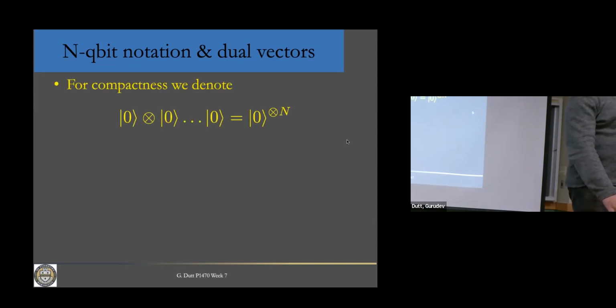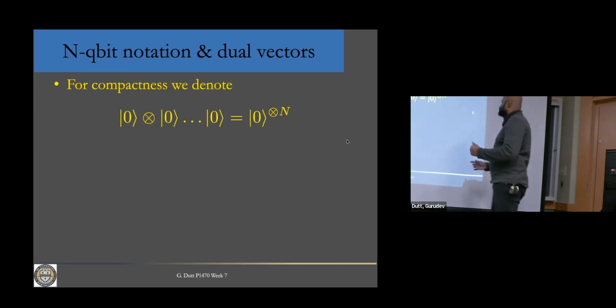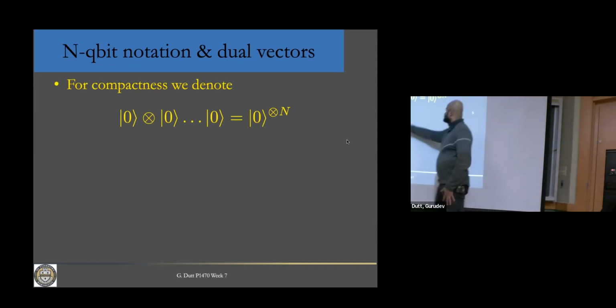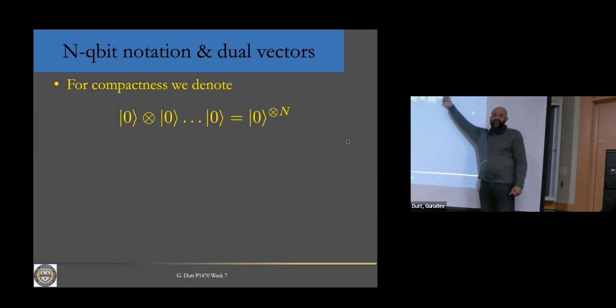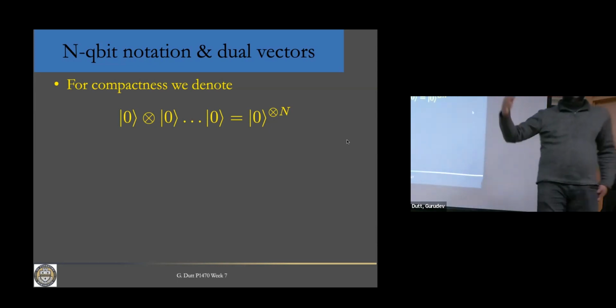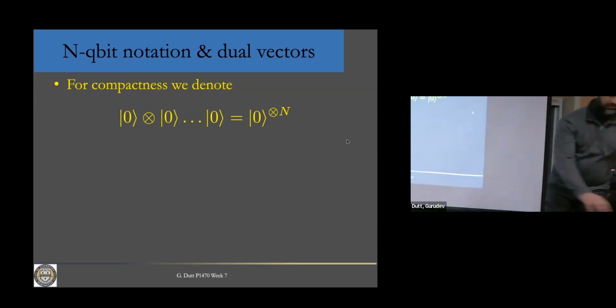Okay, so another compactness notation. Sometimes instead of writing 0 tensor 0 up to 0, we might write 0 to the power tensor n, or even sometimes, let me see if I can just write it here. Not very good with this pen.